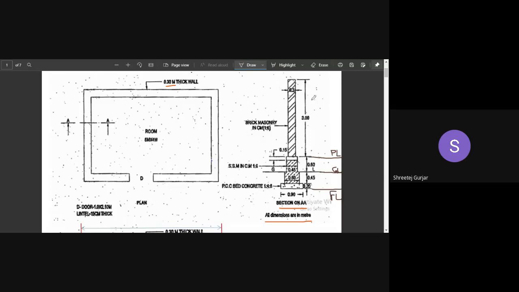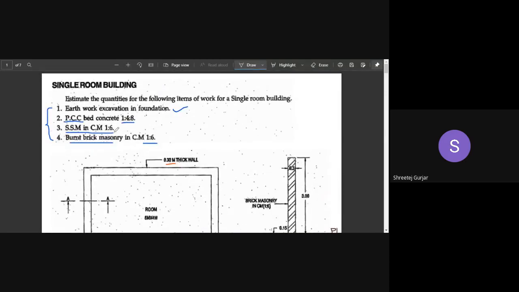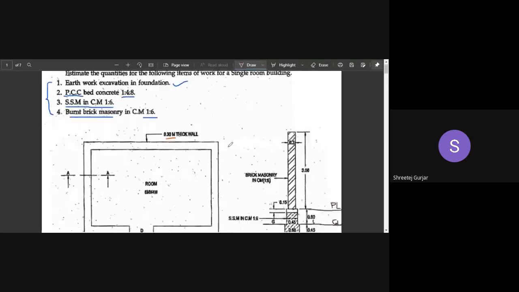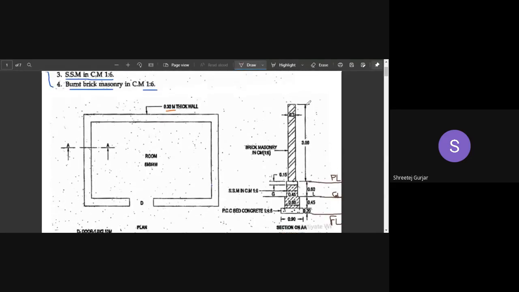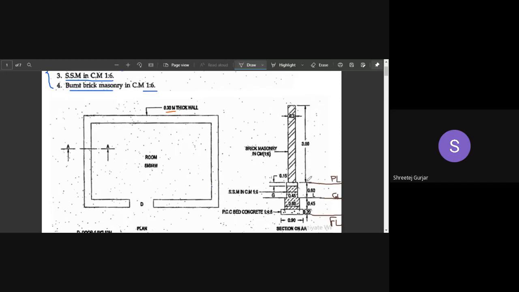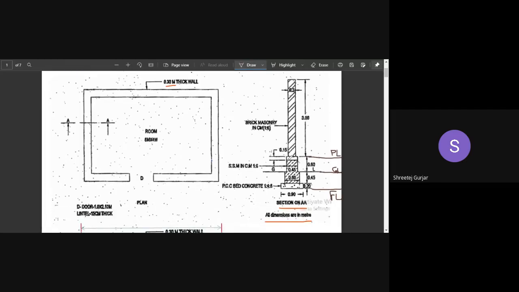This is your wall, and it is brick masonry in cement mortar 1:6. The same thing is mentioned in your question here: burnt brick masonry in cement mortar 1:6. Then coming to your height, usually your floor to floor height is 3 meters. See, the height of your wall mentioned here is 3 meters.